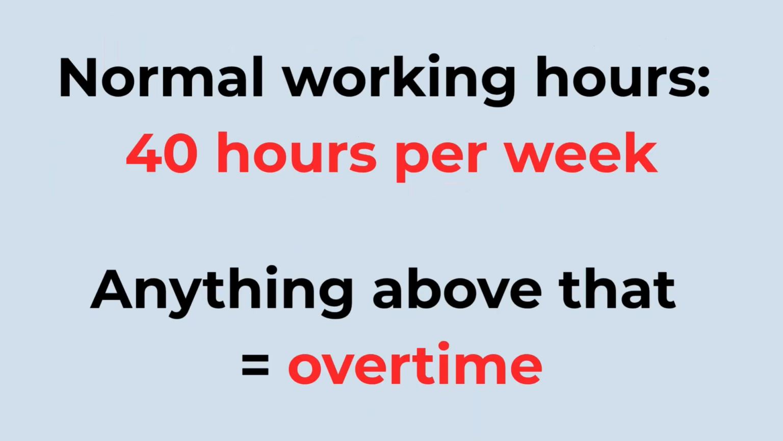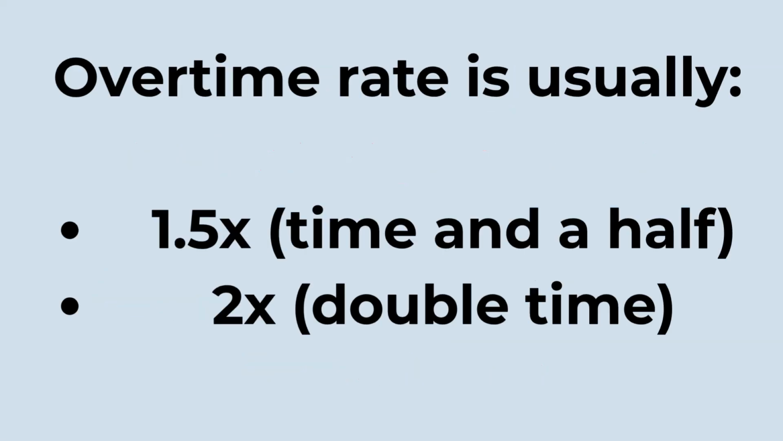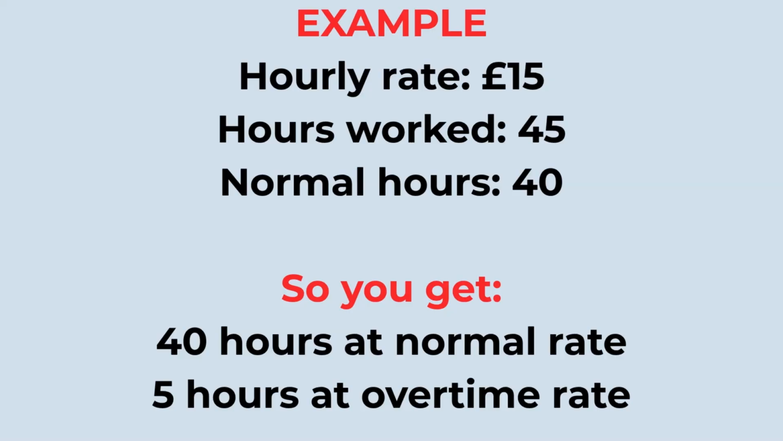Say if your normal hours is 40 hours per week, anything above that is overtime. So overtime rate is usually, like I said earlier, a time and a half or double time. But for example, if we have an hourly rate of £15 and we worked 45 hours for that week, but our normal hours are 40 hours, which means our 5 hours are overtime.